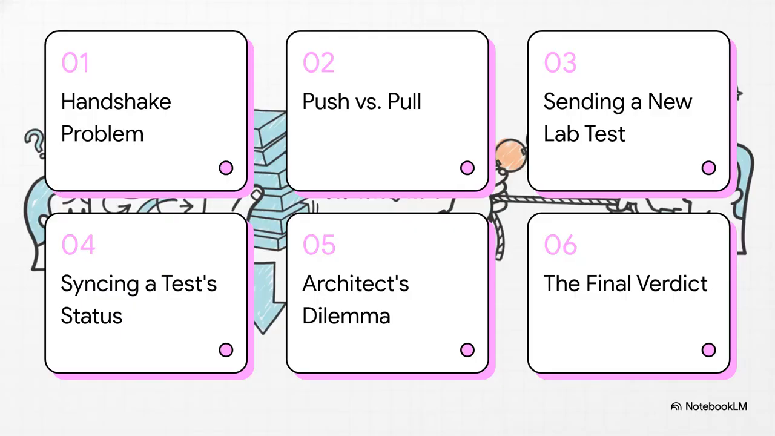Okay, so here's how we're going to tackle this. First, we'll dig into the hospital handshake problem. Then, we'll look at the two big solutions, push versus pull. We'll see how each one handles sending a new test, and then how they sync a test's status. After that, we'll get into the architect's big dilemma, and finally, we'll reach the verdict.